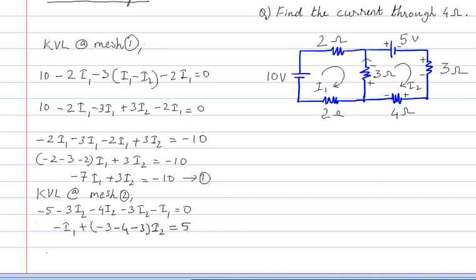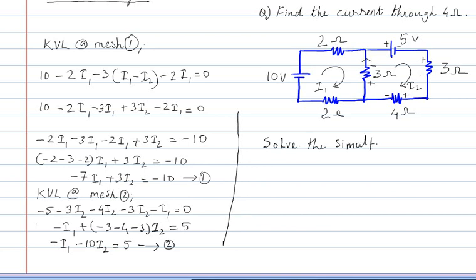Now the equation turns out to be how much? So it turns out to be minus I1. Then here minus 3 minus 4 is becoming minus 10 I2. That is equal to 5. And this is going to be my second equation. Now remember here, what we have to do is we have to solve the simultaneous equation.